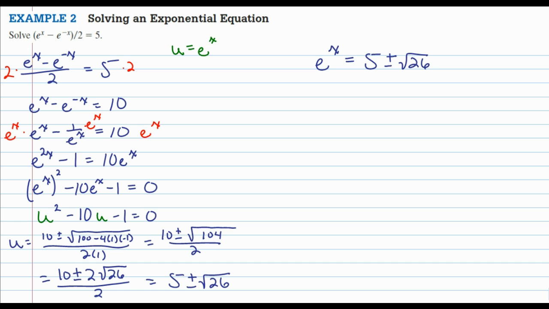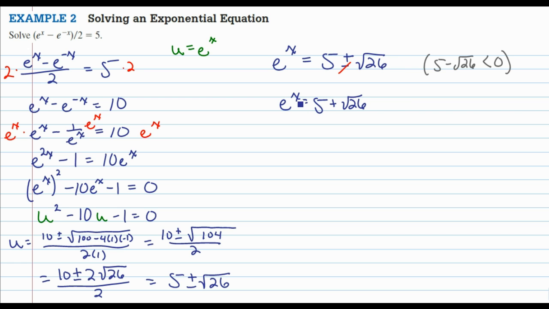Here's the problem. e to the something will always be positive. 5 minus the square root of 26 will be negative. The square root of 25 is 5, so if you subtract the square root of 26, it's 5 and a little bit, which is going to make this a negative number. So e to the x has to equal 5 plus the square root of 26.